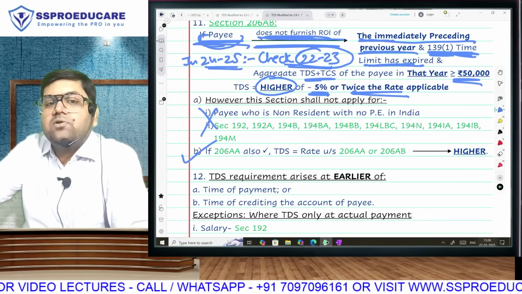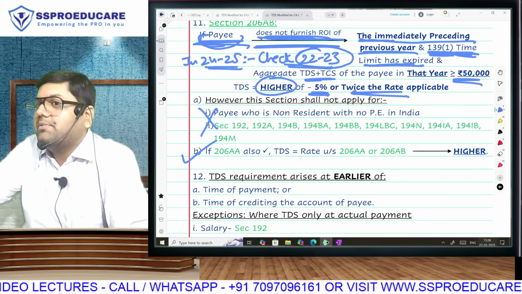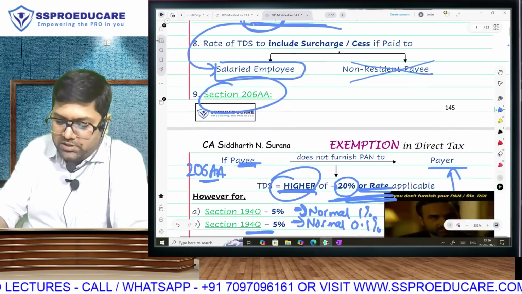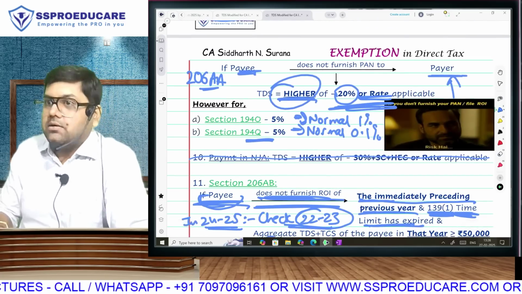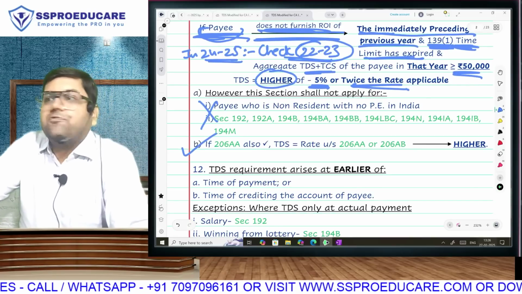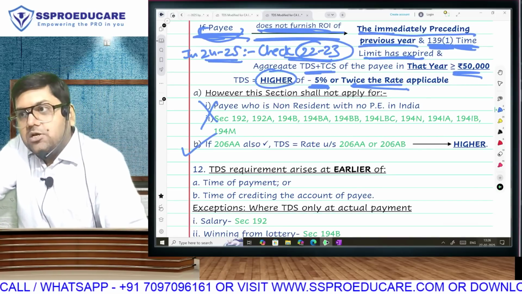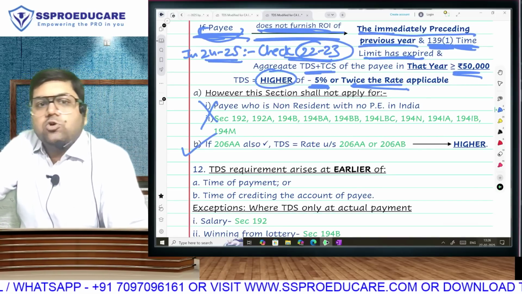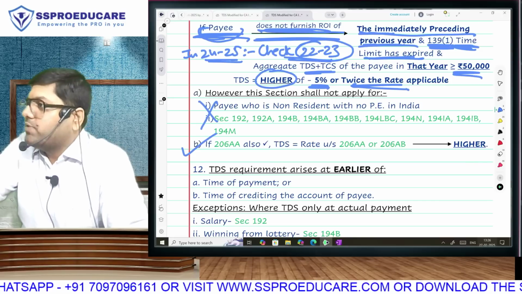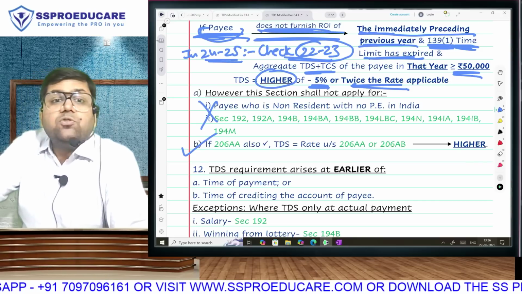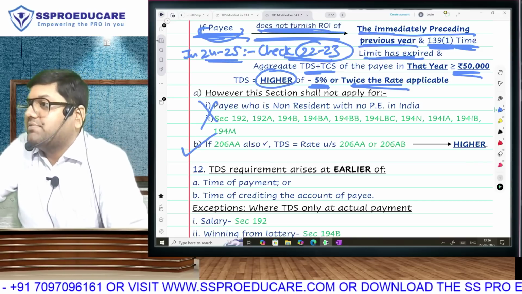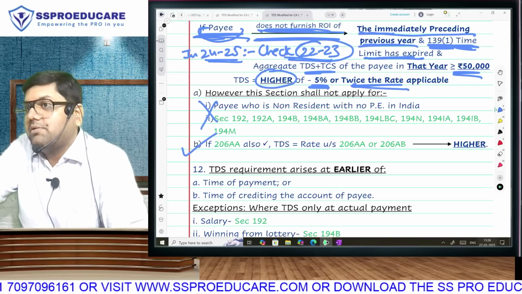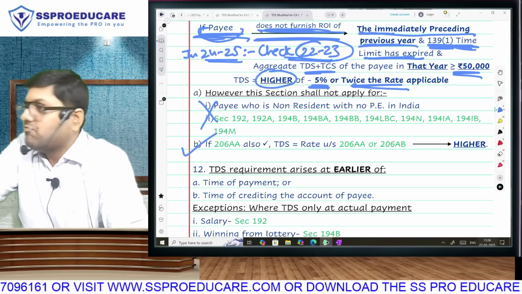Will there be some people who are doing double crime? Sir, what is double crime? What was the previous crime? I hope you have not forgotten. Not giving PAN. And what is this crime? Not filing ROI. There are two different crimes. Both have punishments. Those who don't give PAN, minimum 20%, sometimes 5%. And those who don't file return, double or 5, whichever is higher. Is it possible that I have done both crimes?